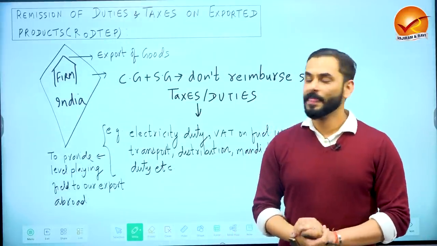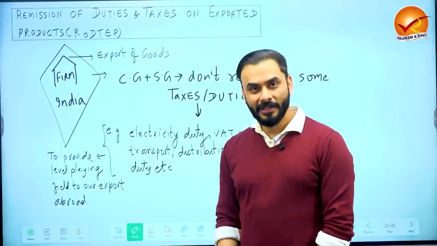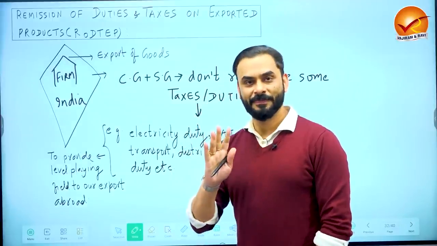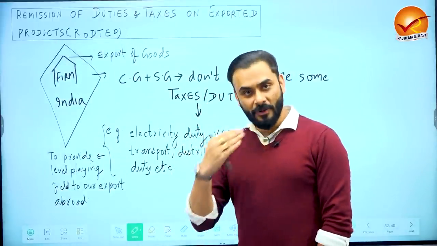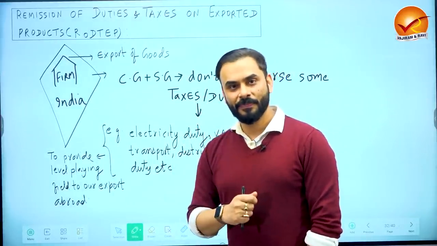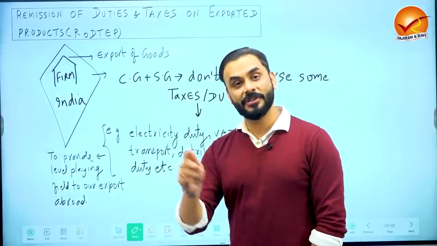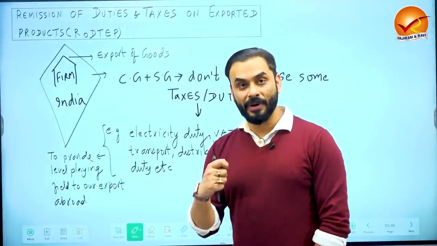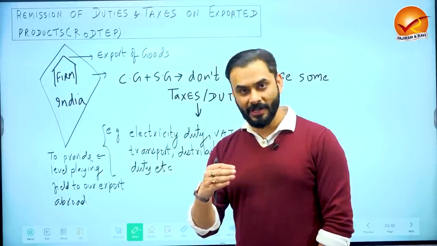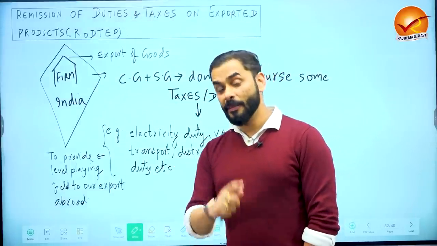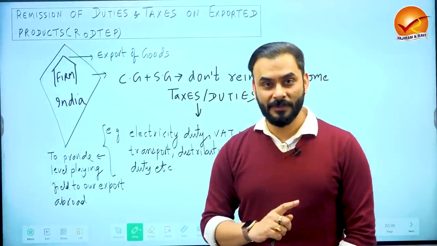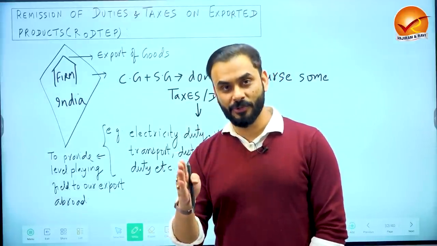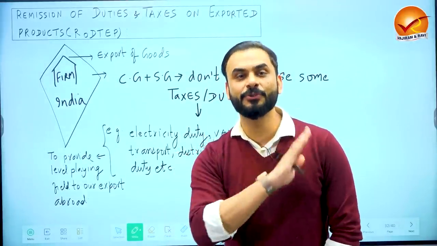What is this scheme? So suppose guys, in India, there is a company which is exporting goods, right? When you manufacture something and you export, there are many taxes and duties which are imposed on you. Some of the taxes and duties are reimbursed or returned by Government of India, central government and state government. But there are many taxes and duties which a producer pays during production and distribution, which is not reimbursed to them.